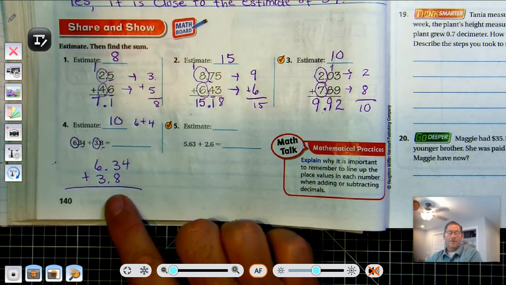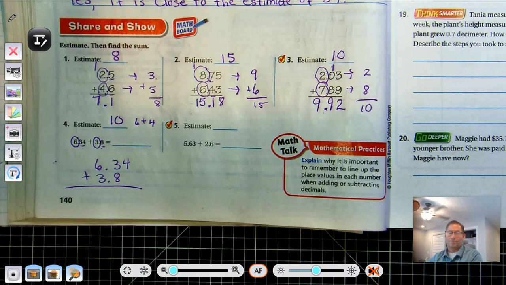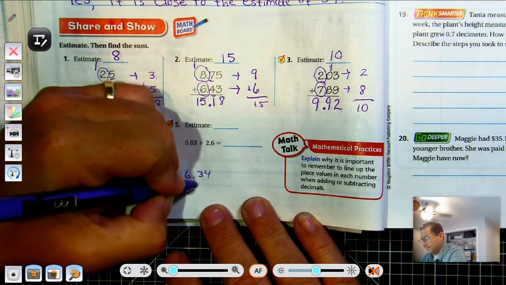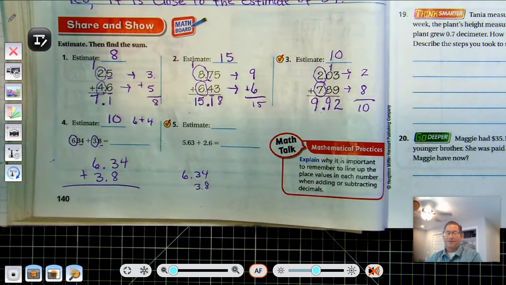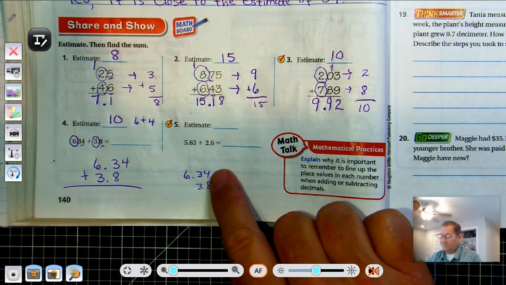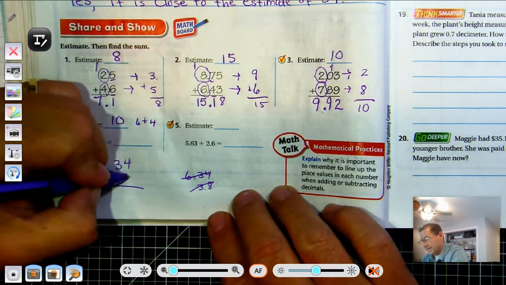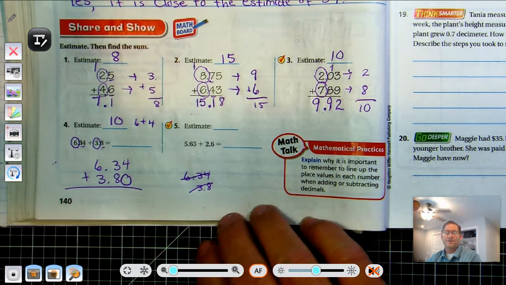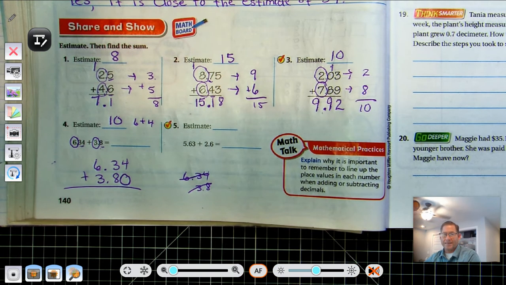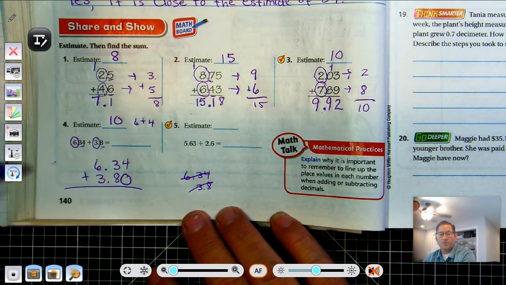Okay, now here we have 3.8 and we have 6.34. A common mistake that some students will make is lining up the digits right to left. But this is 8 tenths and the 4 is in the hundredths. So to keep us from making that mistake, add the 0 after the 8. Okay, 80 hundredths is equal to 8 tenths.